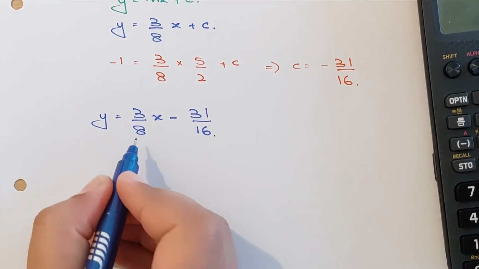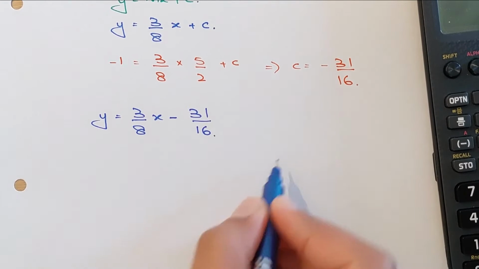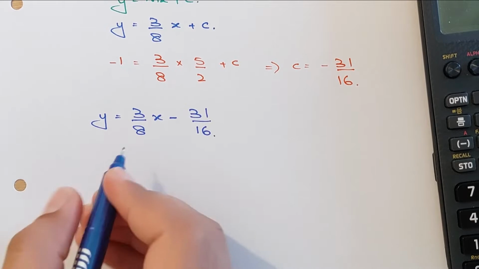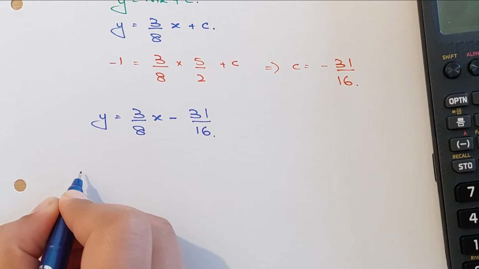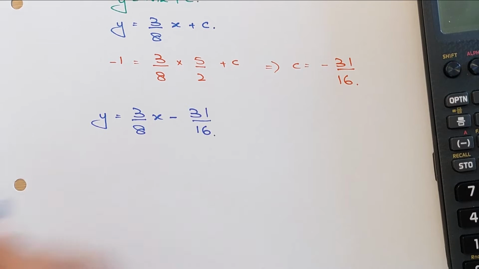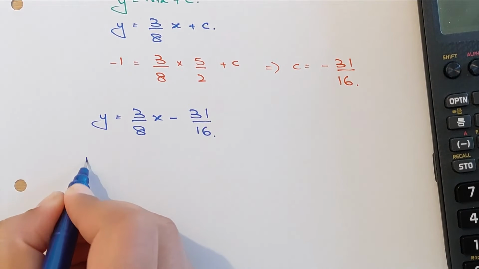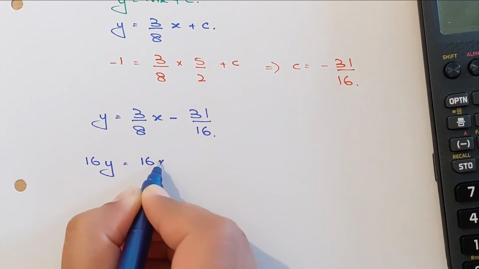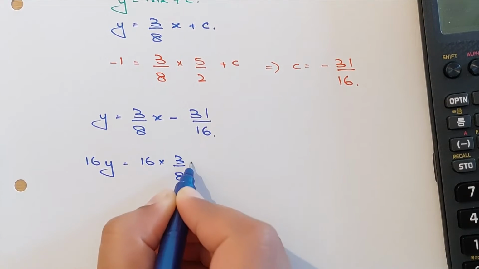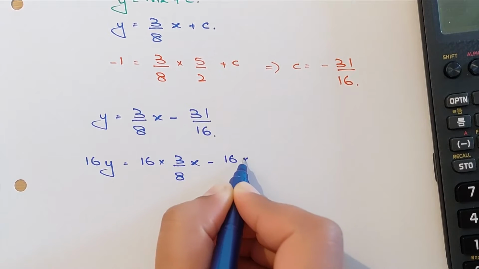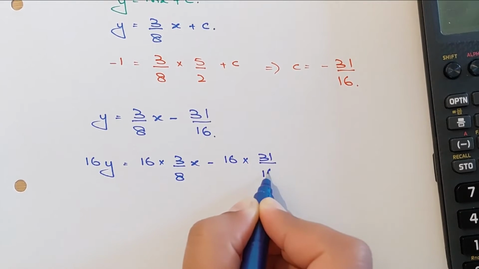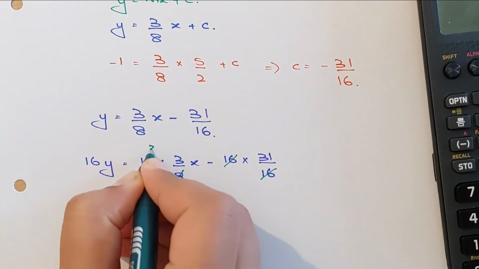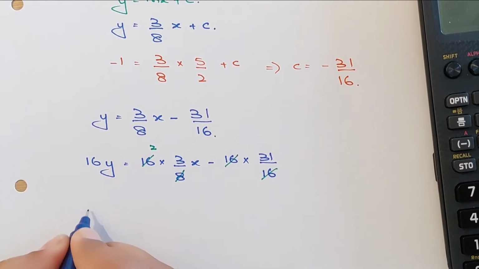So we have, let me take 16 as an LCM, yes. Okay, so multiplying by 16, or we can say that 16 times y and 16 times 3 over 8x minus 16 times 31 over 16. So here we can cancel the 16. 8 times 2 is 16 and 2 times 3 would be 6.